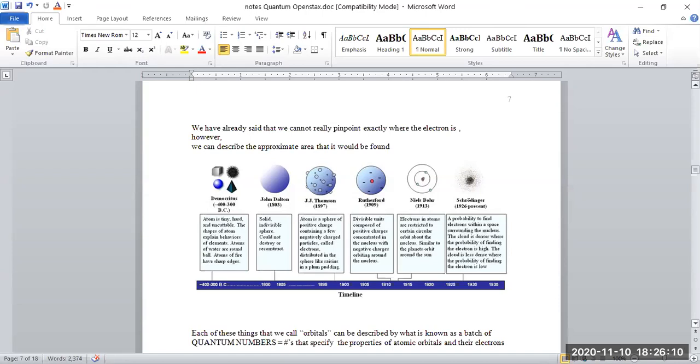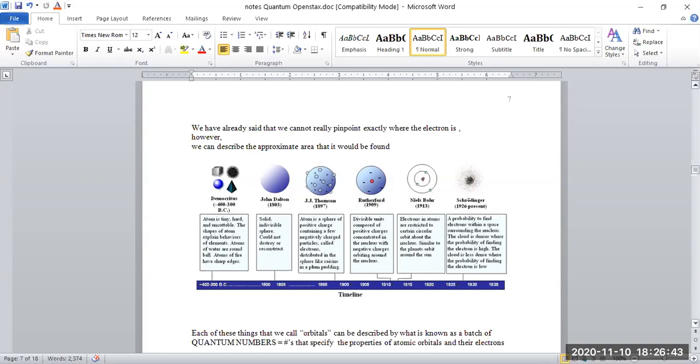Then we got to the almost end of the 1800s, and J.J. Thomson and his cathode ray tubes, which actually began to give the information that allowed us to know there are things smaller than the atom. There's positive bits and there's negative bits. Hence the plum pudding theory.